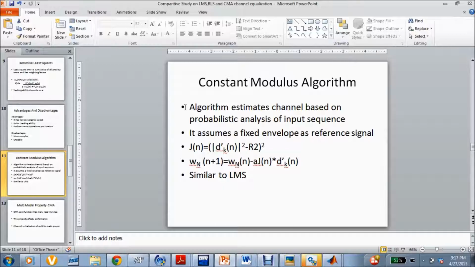So here the mean square error is calculated by the difference of the output of the equalizer and a fixed envelope. Previously in LMS, we received the training sequence. Here a fixed envelope is used as the reference signal. In my project, I am using a QPSK signal, so I have taken R2 as 2 for QPSK, and it is generally 1 for BPSK. The channel weights are updated in a similar fashion to the least mean square. The error is multiplied with the output of the equalizer, and these are updated in an iterative process.